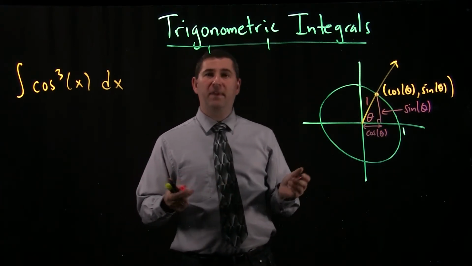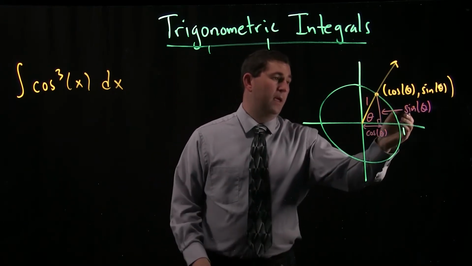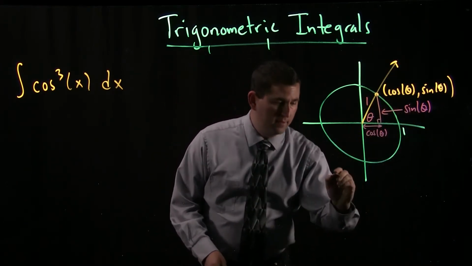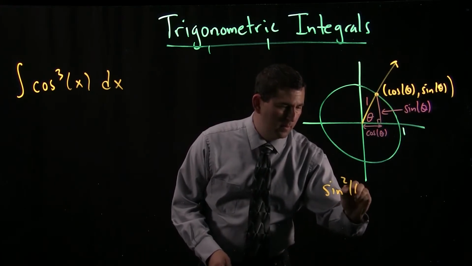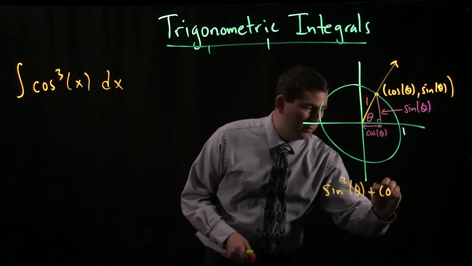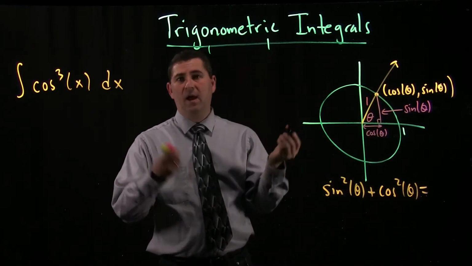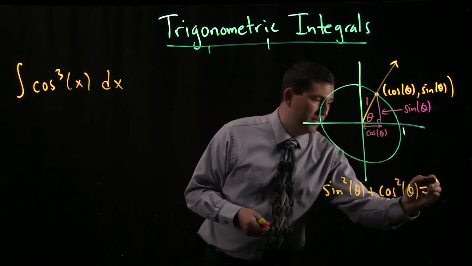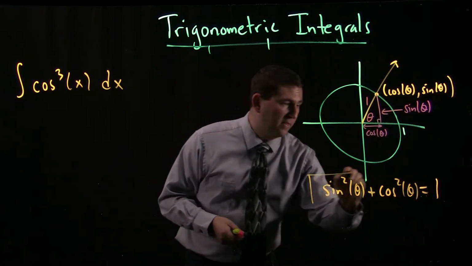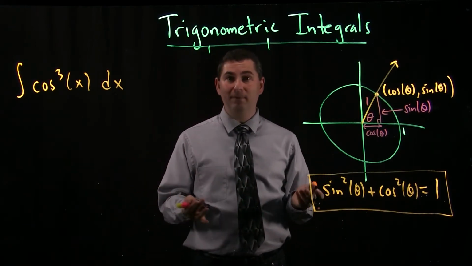So now we can use the Pythagorean theorem to write down the following identity. If we take the square of one leg, sine, and we add to it the square of the other leg, the square of the cosine, we get the square of the hypotenuse. The hypotenuse is 1, and 1 squared is 1. And so we get what is sometimes called the Pythagorean identity: sine squared plus cosine squared is equal to 1.